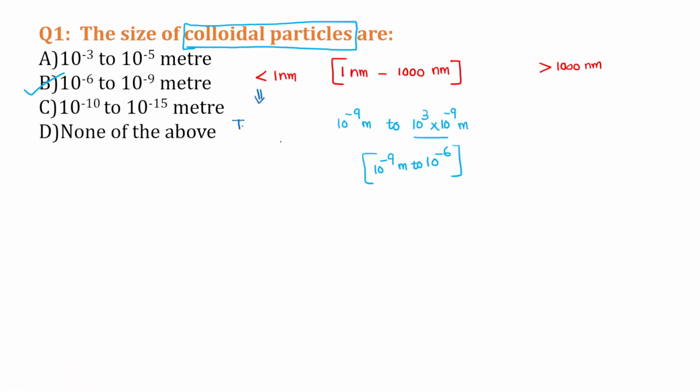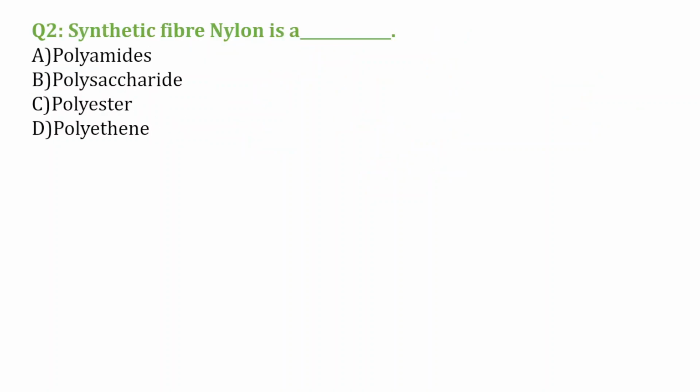True solutions: the particle size will be less than 1 nanometer, whereas suspension will be greater than 1000 nanometer, and the colloidal particle size will be in between true solutions and suspensions. So colloidal is coming in the mid range. So it's quite easy for us to remember. That's the trick and tip for this particular question. Let's go for the next question.